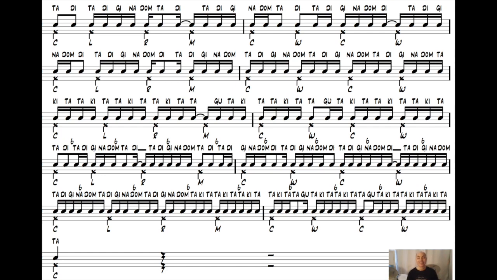A little faster. 1, 2, 3, 4, 5, 6, 7, start.